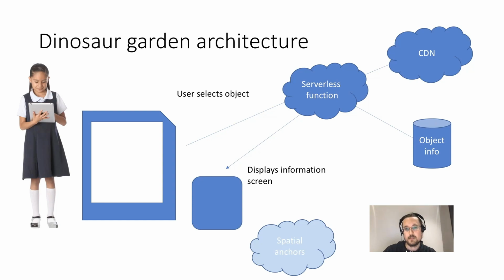they would select an object, at which point it would go towards a serverless function in the cloud, and that function in turn would go towards a CDN for an image, and it would also go towards a database for the information about the object, such as the dinosaur or the tree, and it would return all of that back as an information screen, as I showed you in the demo.